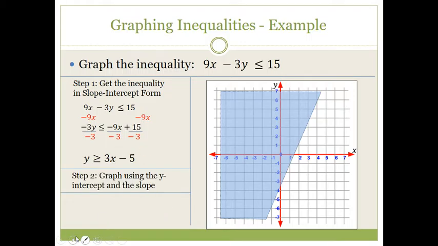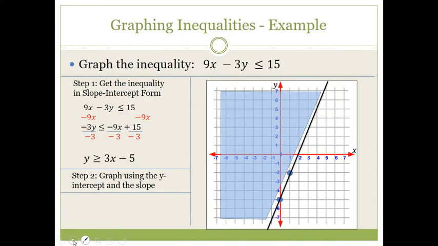Okay, so we did that. We get that y is greater than or equal to 3x minus 5. So then I'm going to graph this just like it were an equal sign. I would go to negative 5 on the y-axis and put a point. Then I would use the slope of 3 to get a second point. So that means go up 3 and to the right 1, and there's a second point.